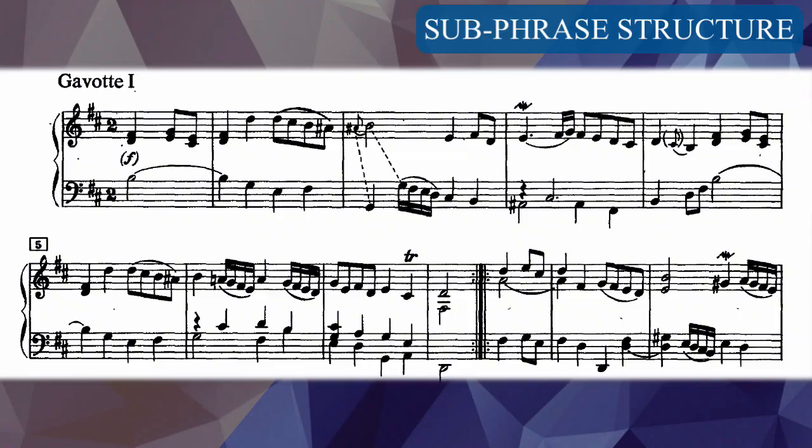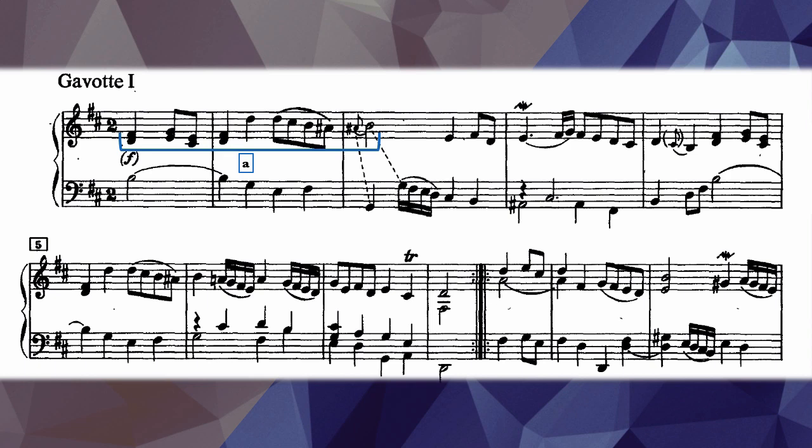Once we have this, we have something to work with, something that we can mold and shape into our composition, which brings us to the next step, which is subphrase structure. Each phrase is made up of two figures. For example, figure A, followed by a variant of itself, makes up the first phrase.